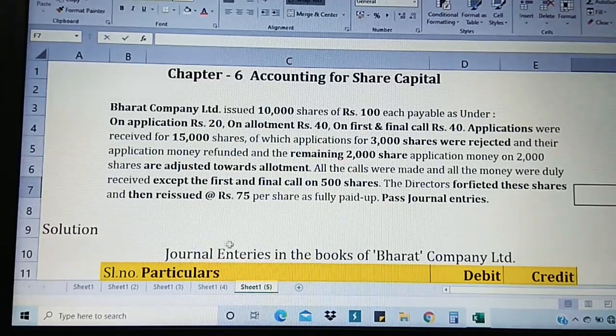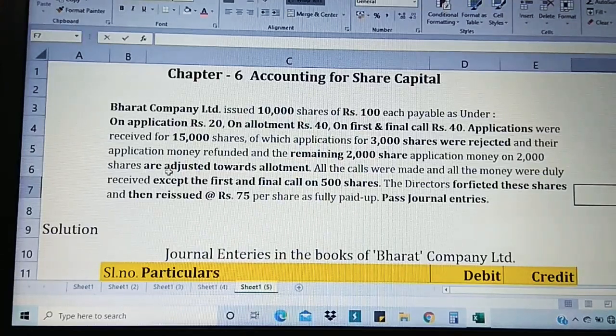Coming to the solution, I've written the heading: Journal entries in the books of Bharat Company Limited. You have to write this heading; 1 mark is carried for the heading. Completely draw the columns: serial number, particulars, debit and credit. Make your format and work neat and clear. It should be picture perfect. Now let us go for the first entry.